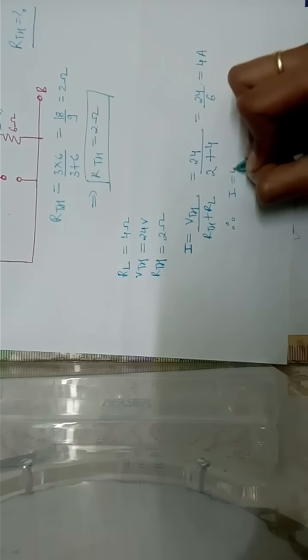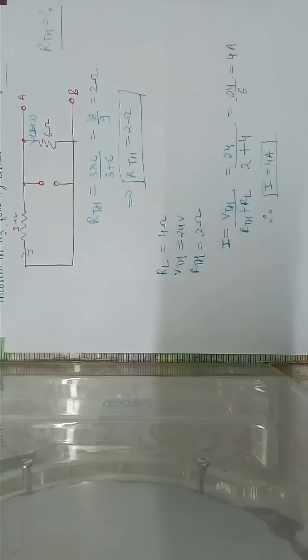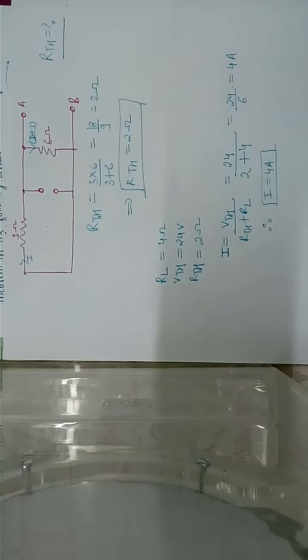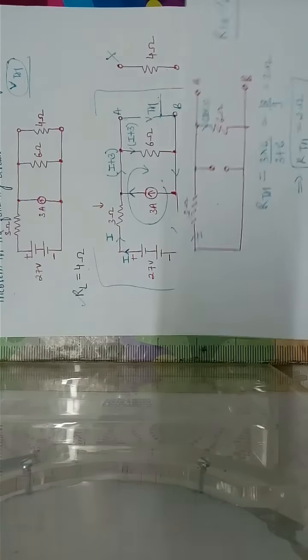Therefore, I is equal to 4 ampere. That is, 4 ampere current is the required current which flows in the 4 ohm resistance. And this is how we have solved it. So let us once recapitulate the whole thing.